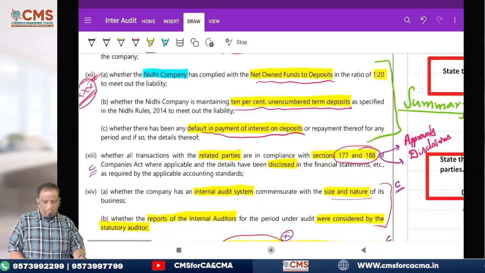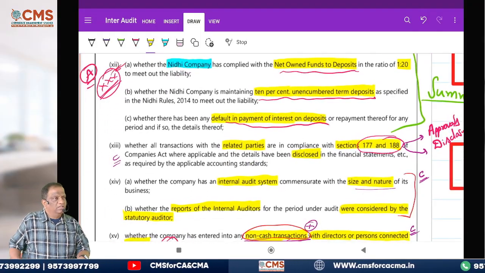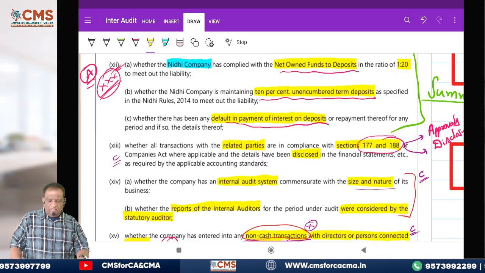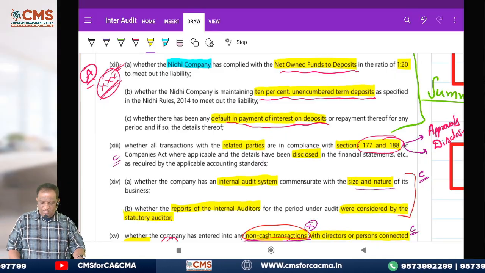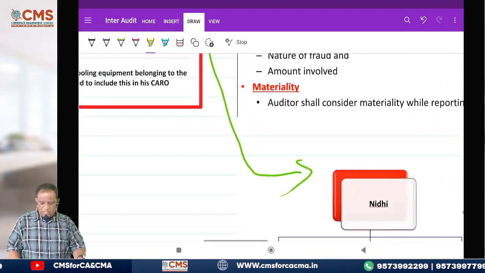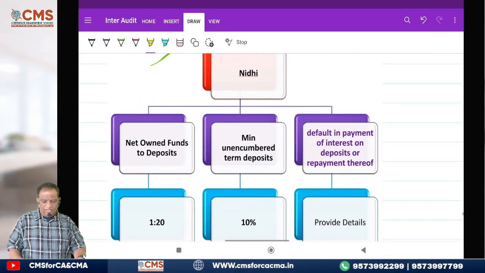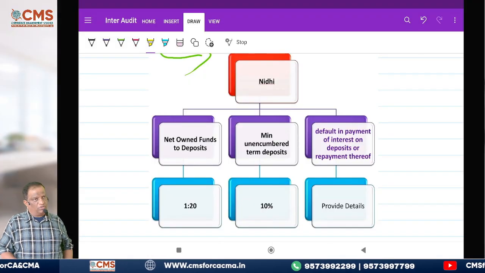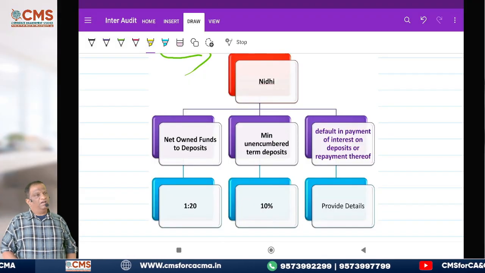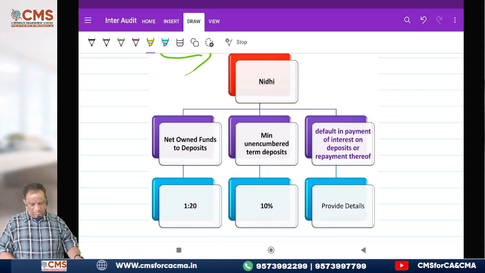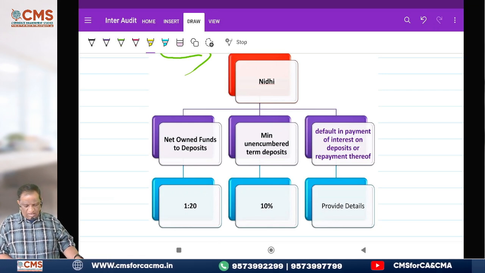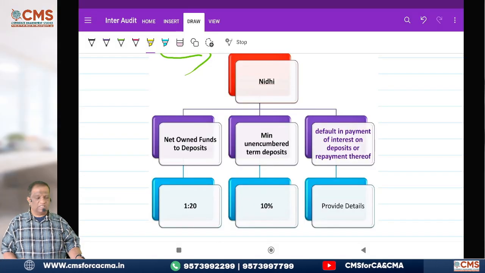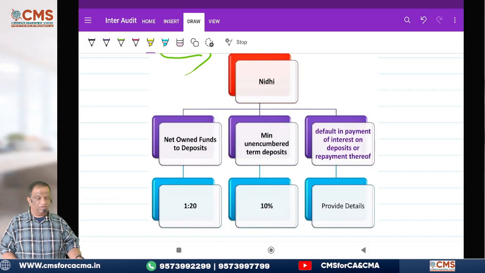Then the 12th one, take 3 stars to it. This is also important. He is asking questions on that. So under this, if the company is a Nidhi company, then we have to see these points. That is, net owned funds to deposit ratio should not be more than 1:20, the summary of it. And minimum unencumbered deposits, the company must maintain 10%, and the default in the payment of interest on deposits or repayment thereof, in case there are defaults, then the auditor will have to give the details.